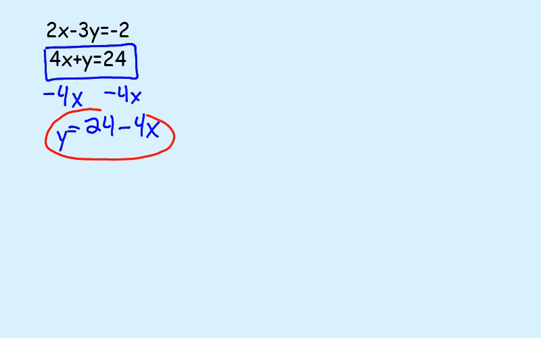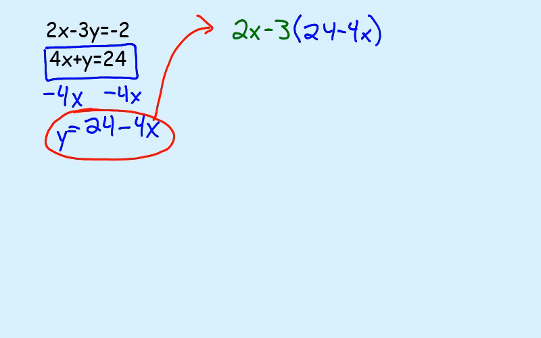Now I'm going to take this entire equation and substitute it into the top equation. And to do this, I'm going to replace the y in the top equation with the right-hand side of my first equation, or how I solved for my first equation. And you can see that in blue. After that, it's just regular algebra. Distribute the 3 and solve for x.